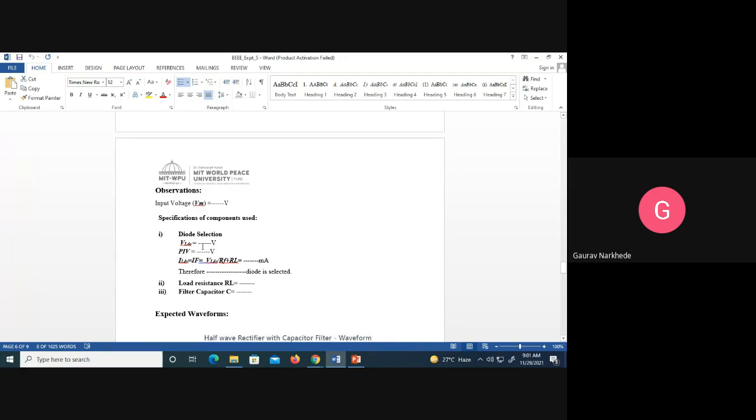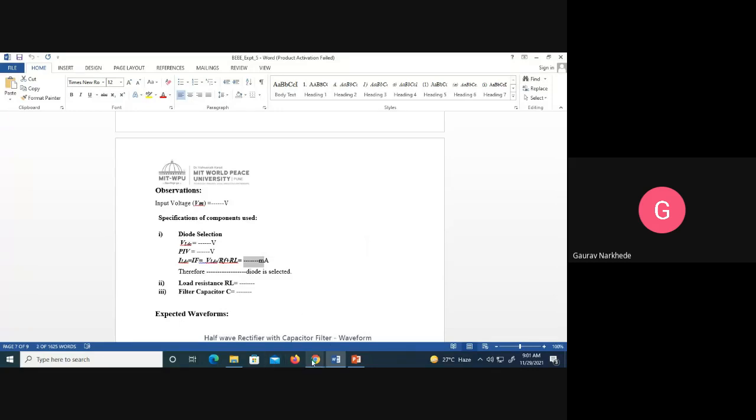And what will be ILDC? Vm by pi, or Vm by RF plus RL, right? So you can just write here how many milliamperes it is. And therefore we are selecting this kind of diode.